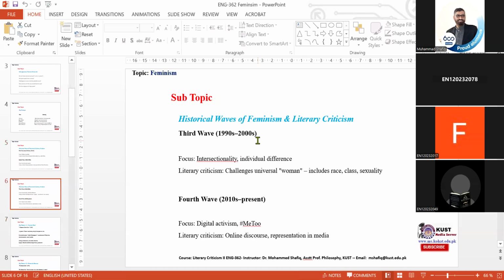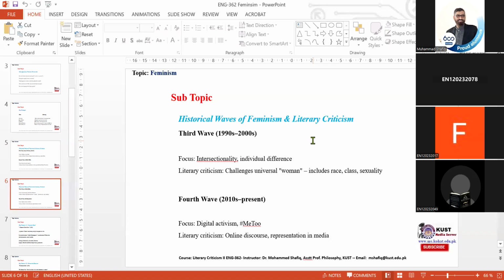And the focus of the third wave, which was from the 1990s to 2000, was intersectionality and individual difference. In literary criticism, it challenges the universal woman and includes race, class, and sexuality. So the third wave adds race and sexuality. This is where Bell Hooks and Judith Butler, one of the very well-known feminists of contemporary literature, became central.